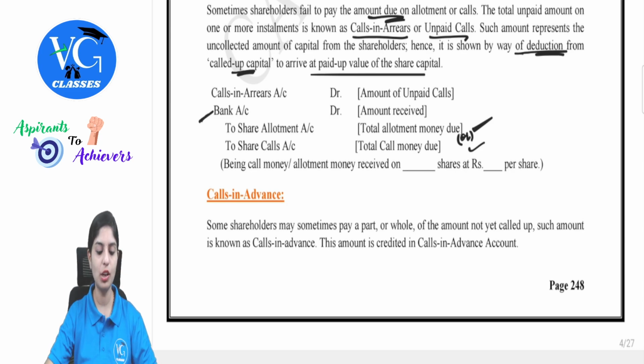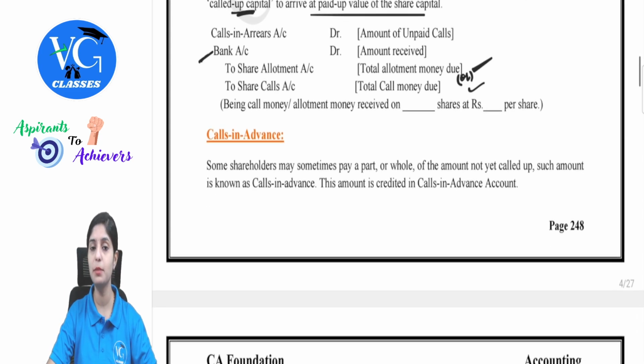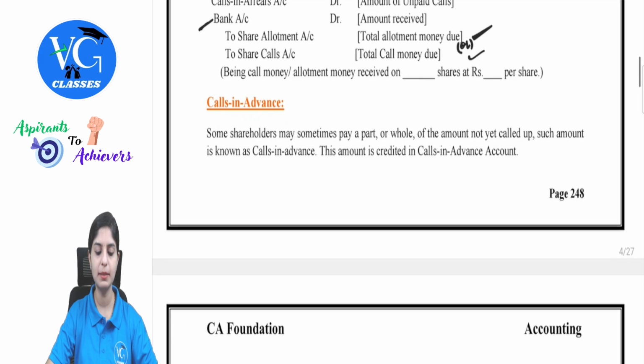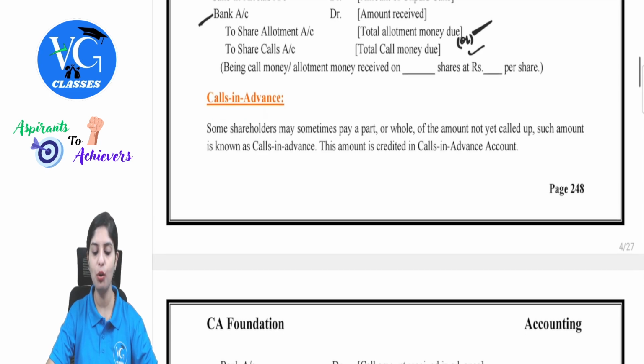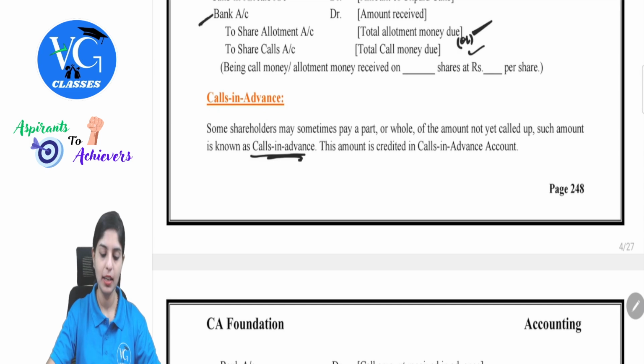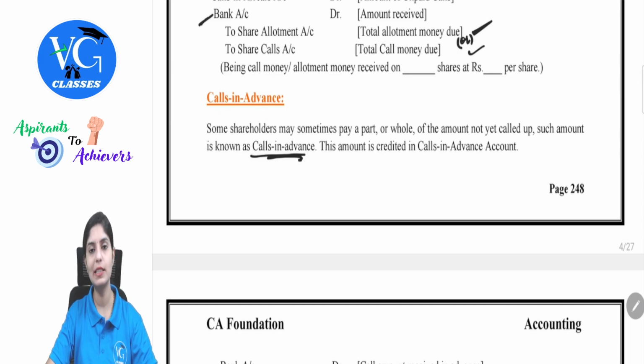Next, calls in advance. As the name itself says, before even the company goes ahead making the call, the shareholder voluntarily pays the installment. So some shareholders may sometimes pay a part or whole of the amount not yet called up. Such amount is known as calls in advance. This amount is credited in calls in advance account.